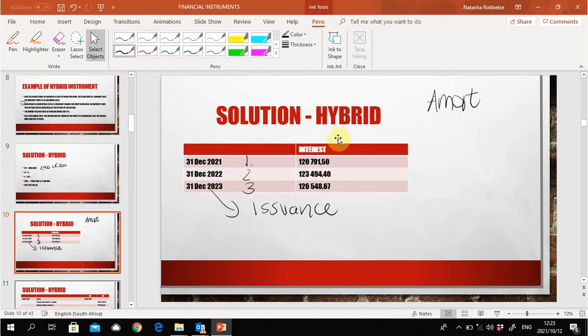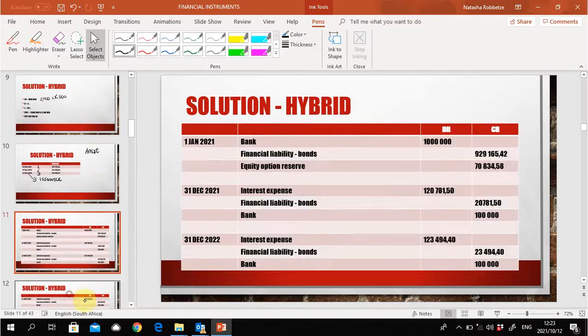And I've just copied all the interest. So I said amort 1 to 1, amort 2 to 2, and amort 3 to 3. And I was able to calculate all the interest that is required for this question. Right, so once we've typed it into our calculator, then we can do the journals.